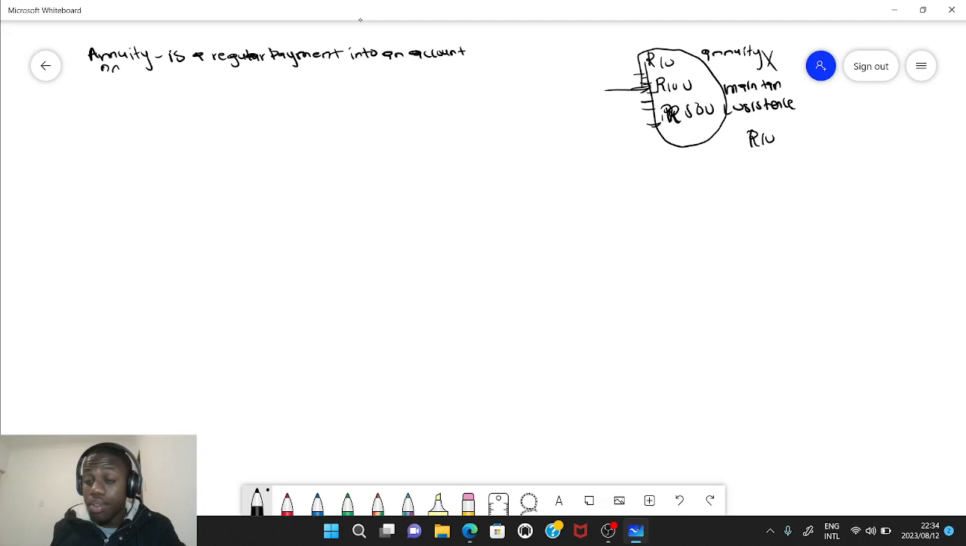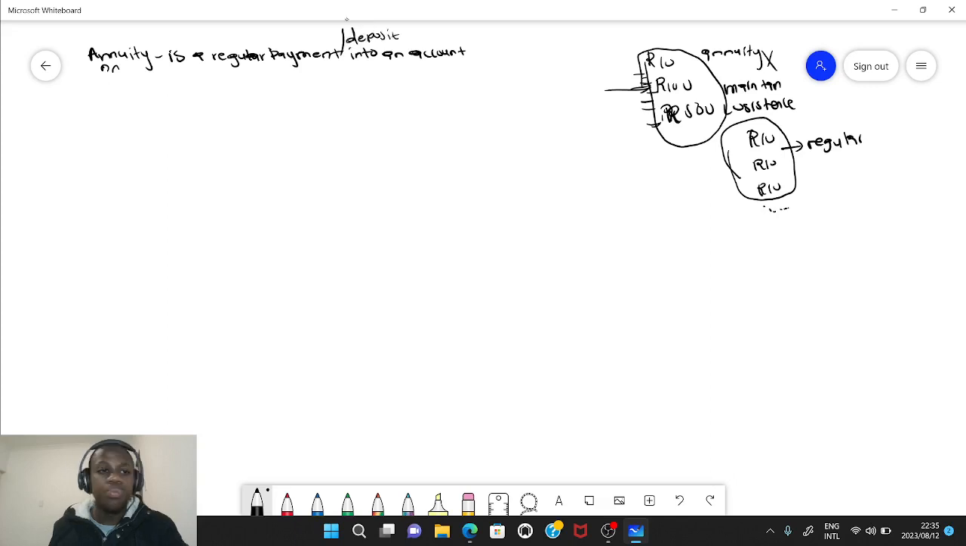Like I said, an annuity is a regular payment into an account. I will not identify a scenario where the amount is not constant as an annuity, because we have to maintain consistency. Our amount has to be regular. It's a regular payment or deposit into an account.